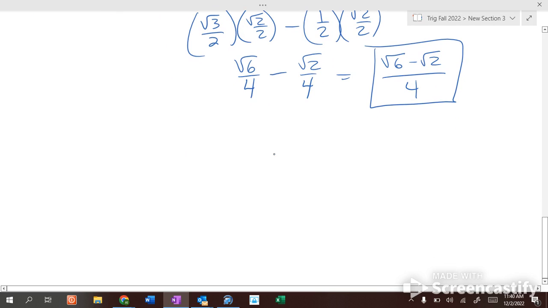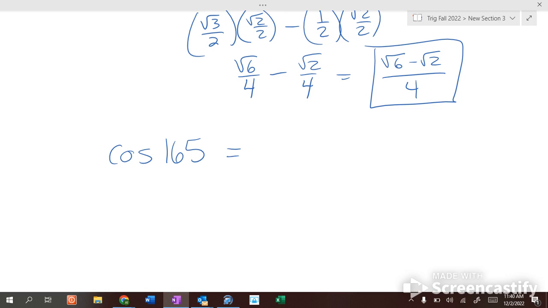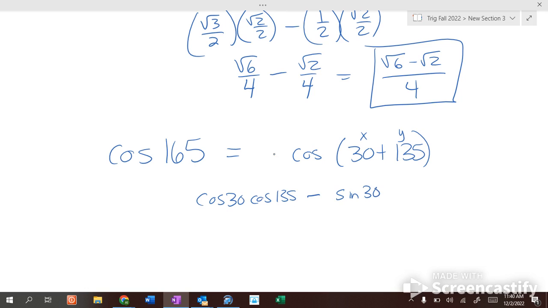Let's do one more of those. Cosine of 165. What two numbers are on the unit circle that add up to 165? Cosine of 30 plus 135. So this is x, this is y, so it's the cosine of 30 times the cosine of 135 minus the sine of 30 sine of 135.